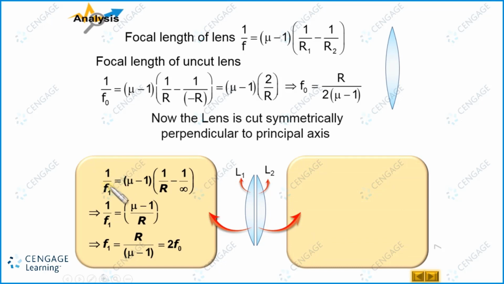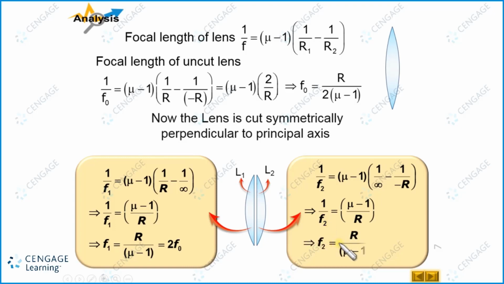We will again use the same lens maker formula. We can observe here the radius of curvature for the first surface. This will be the first surface for this part. This is infinite, and the radius of curvature magnitude wise is capital R, but the center of curvature will be on the left hand side. That means we will measure from right to left. That means we should substitute the negative sign while writing the radius of curvature, right? That's why we have put a negative sign here. Now we can write 1 upon f2 equal to mu minus 1 divided by capital R. So f2 is equal to r divided by mu minus 1.